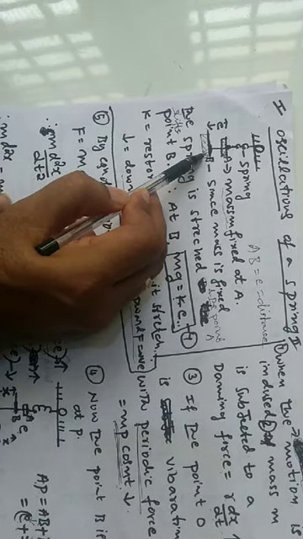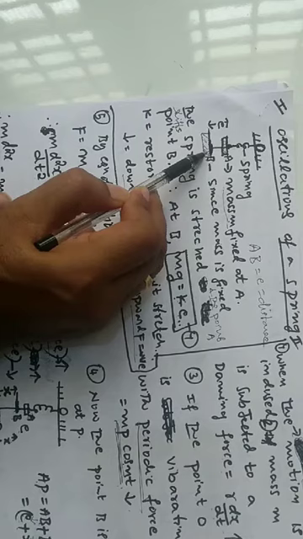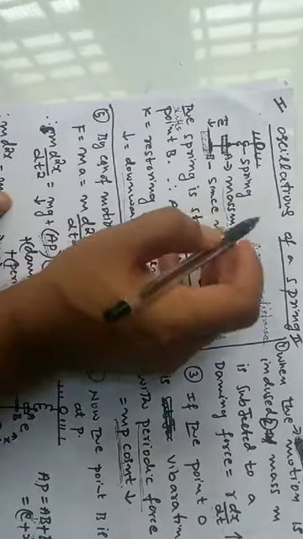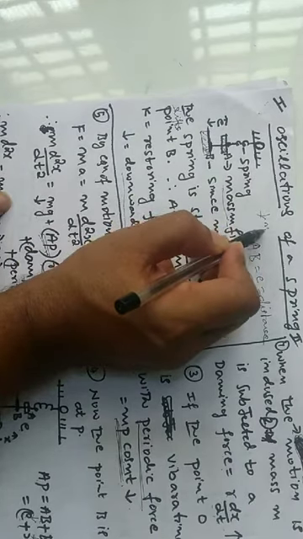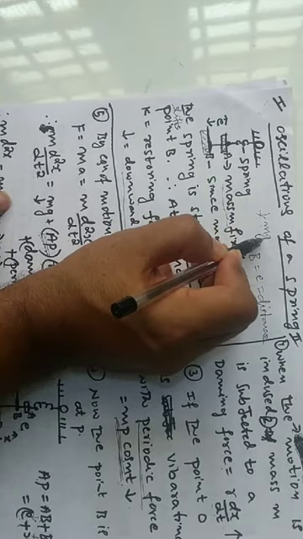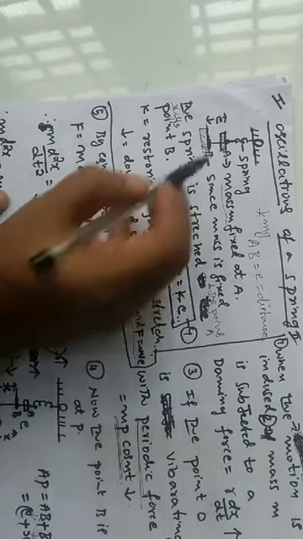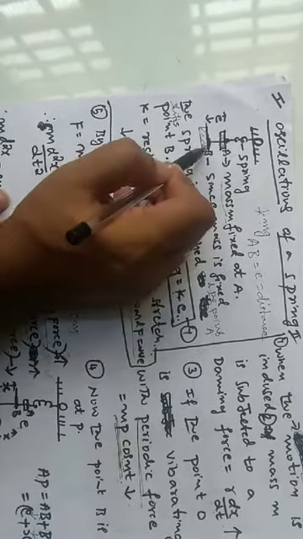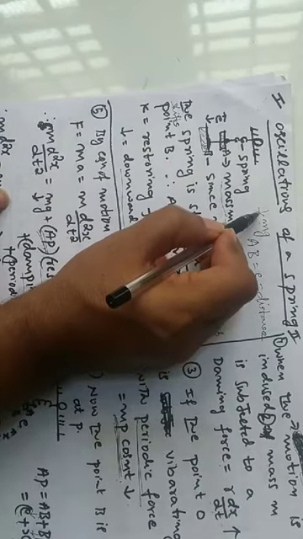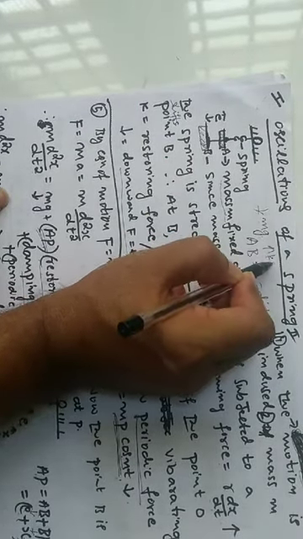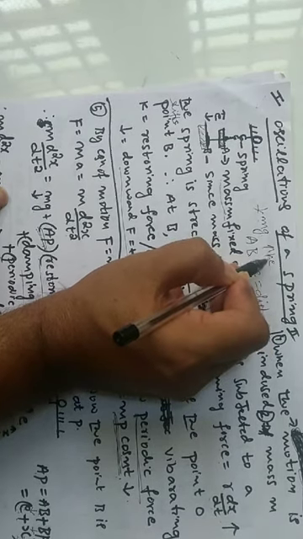When is it in equilibrium position? When two forces are equal. What is the one force? The one force is the force which is acting downwards, given by mg, that is acceleration due to gravity times mass, mg. What is the other force? One force is acting downwards, that is mg. Another force is the restoring force acting upwards.